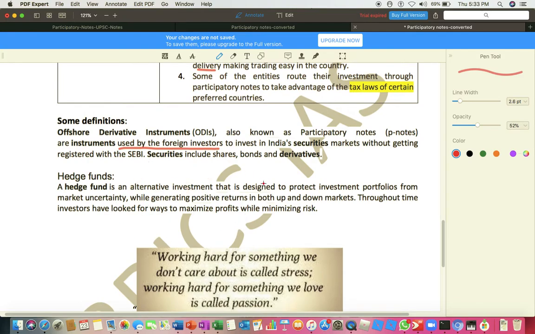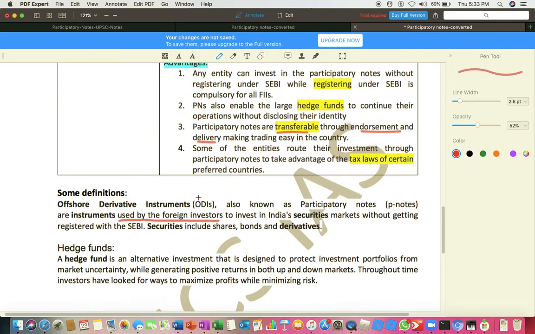Definitions are given here, please go through these. There are mutual funds, collective investment schemes, hedge funds, derivatives. I will cover them in the next video. If you are already aware of them, please go through these definitions and gain some knowledge.